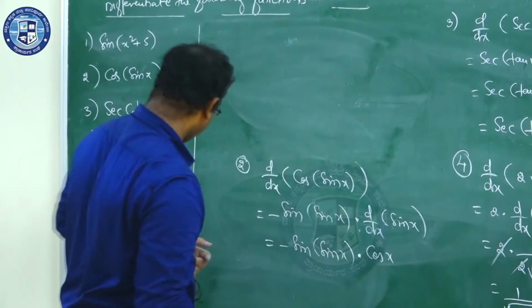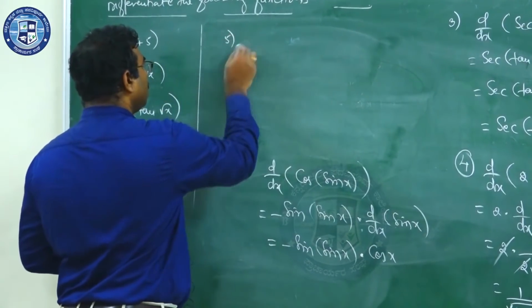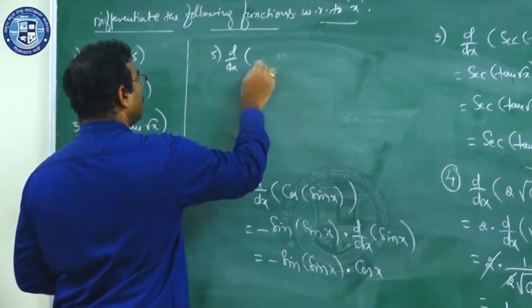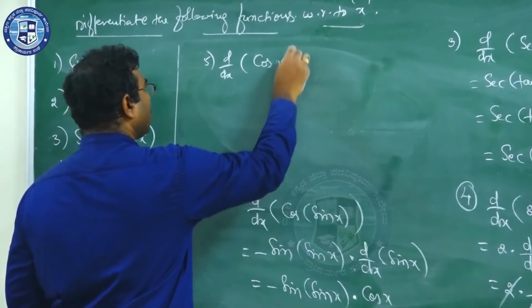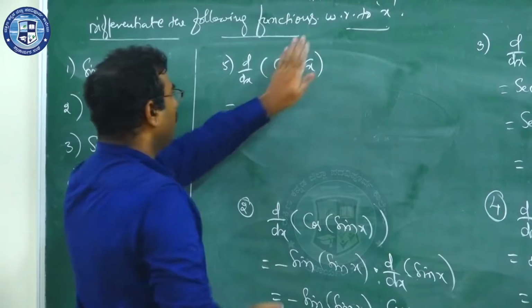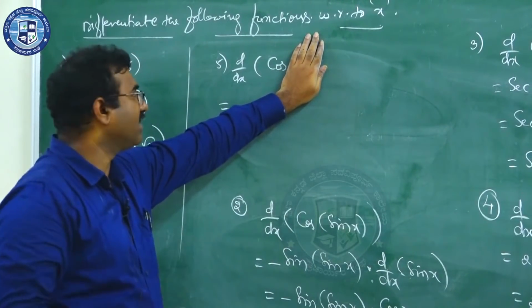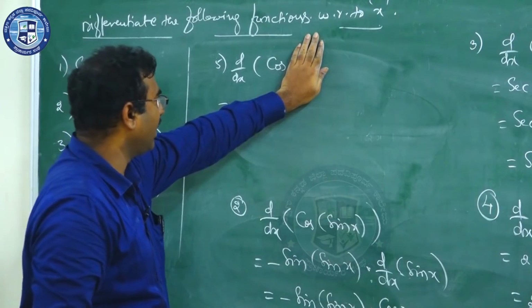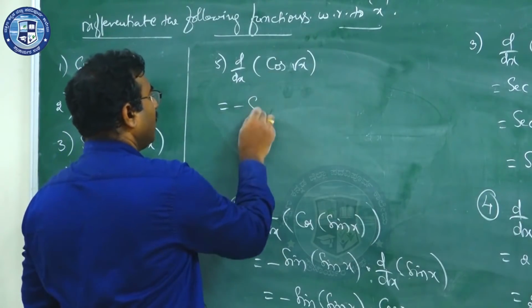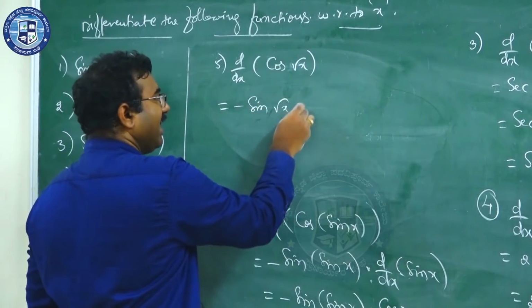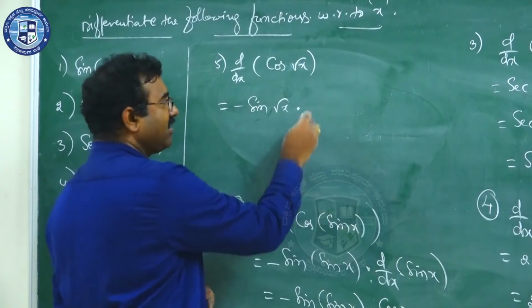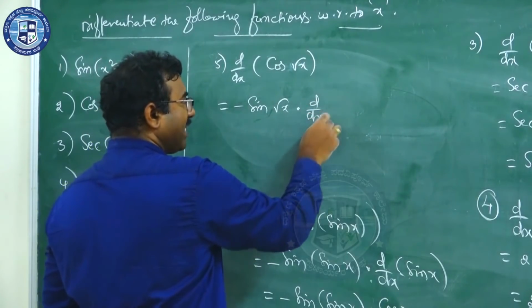D by dx of cos of root x. So, I told you just feel like it is something x and you proceed it. D by dx of cos x is minus sin x. Is it really x? No, it's not really x. So, we assume to work it out.